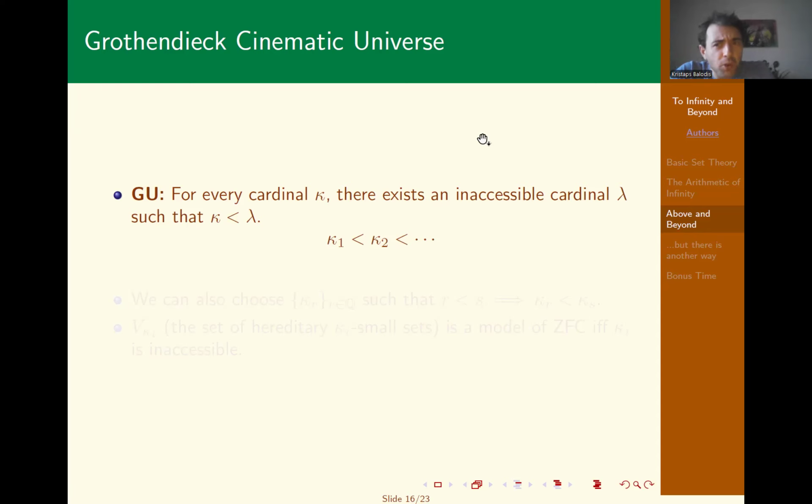So the question is, how much worse is this? Because maybe I convinced you to believe in one inaccessible cardinal. Now I'm saying to consider an entire countable chain.